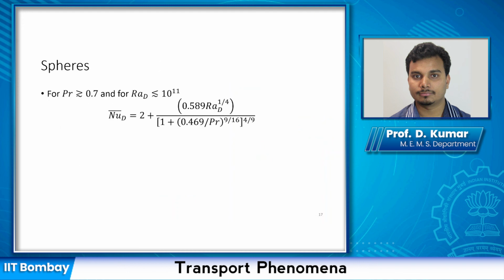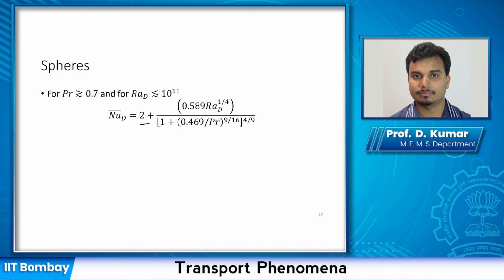A similar correlation is also available for spheres, and here you will see the familiar 2 plus thing. So this is 2 plus this. Even in forced convection, we saw that if you have a freely falling drop, you will have this. If your Reynolds number is very small, then this is actually 2. Similarly, for very, very small Rayleigh number, this will reduce to 2.